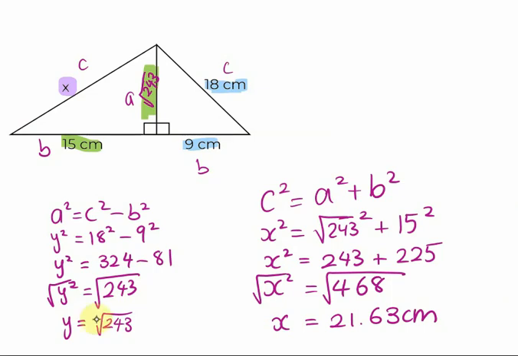We had to use the Pythagorean theorem twice here. We kept that exact value as a surd and carried it through, and then rounded off at the very end.